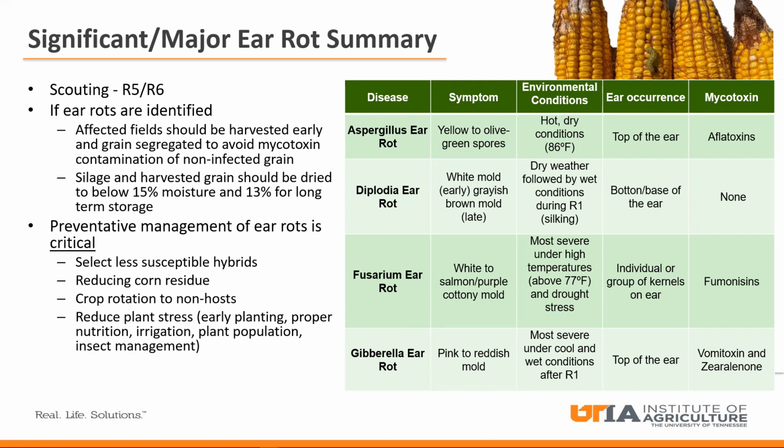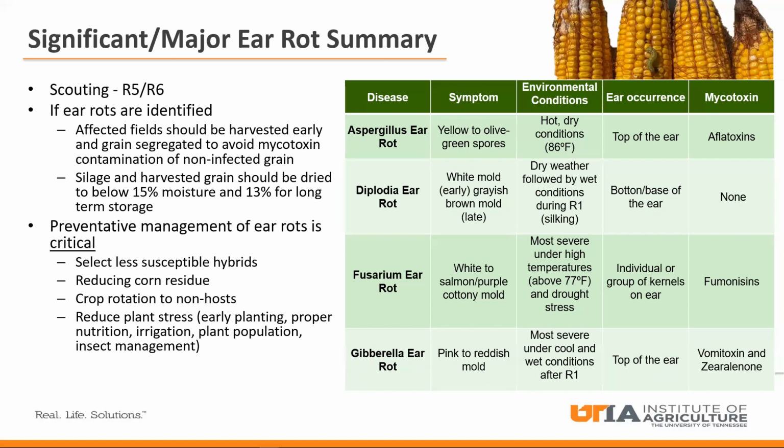So again, the summary of preventative management of ear rots is critical. Your hybrid selection, reducing corn residue, whether that's tillage or just rotation to non-hosts, and reducing plant stress any way you can. And again, on the right, the chart to review the four major ear rots that we've gone over. Aspergillus ear rot, you have yellow to olive green spores. It likes it hot, the hot rot, if you will. And usually it's occurring on the top of the ear, and it does produce mycotoxins called aflatoxins.